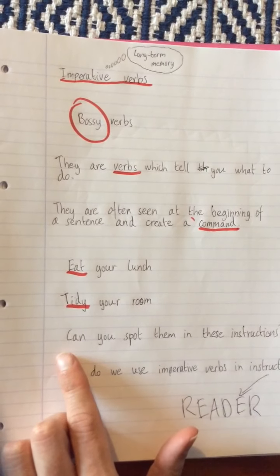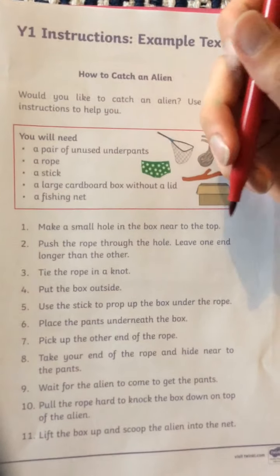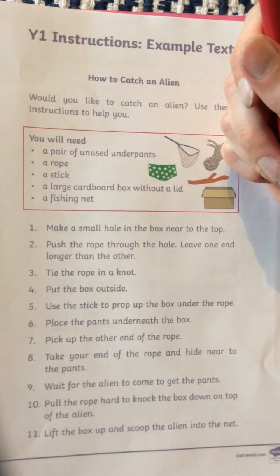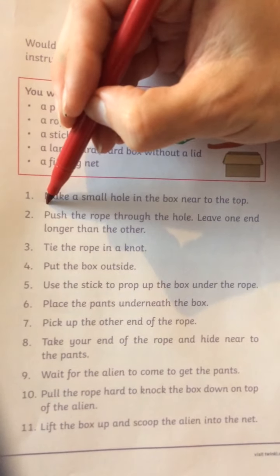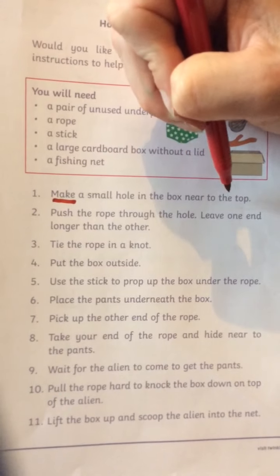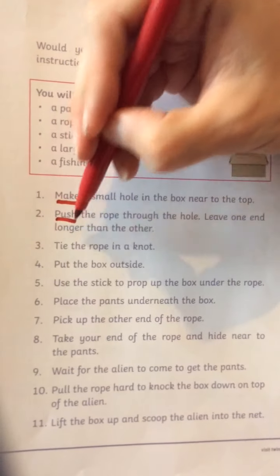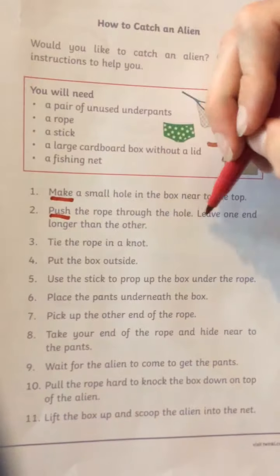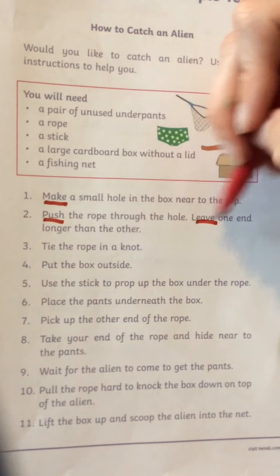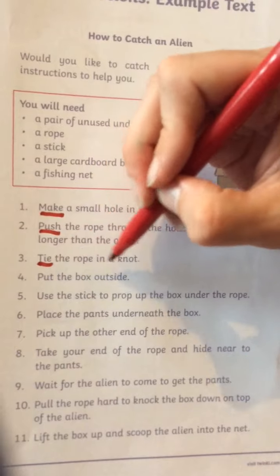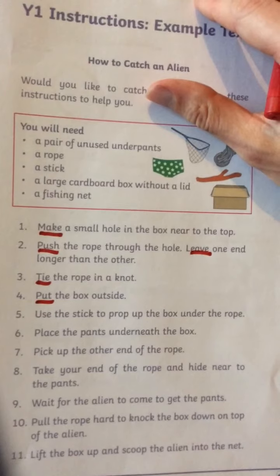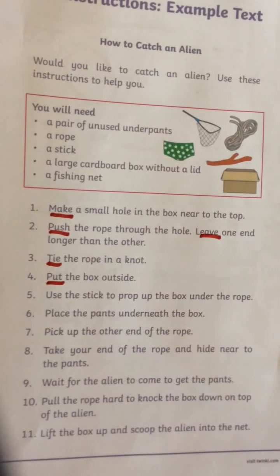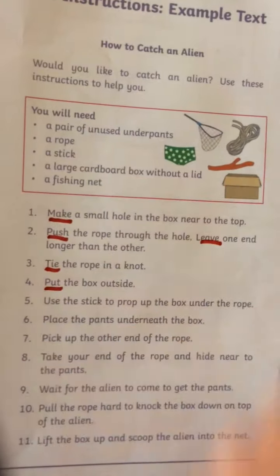Can you spot any imperative verbs in this example of instructions? Just pause it there and see if you can spot any. So, here's one. Make a small hole in the box near the top. Push the rope through the hole. Leave one end longer than the other. Tie the rope in a knot. Put the box outside. Okay? I'm sure you would have noticed. If you haven't spotted them, see if you can spot the rest.